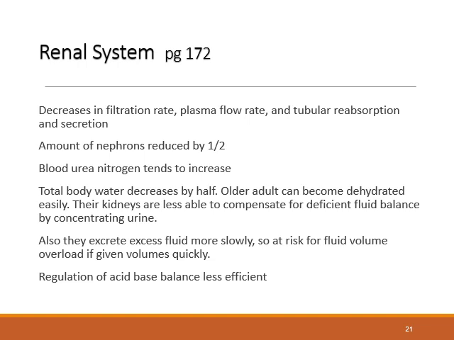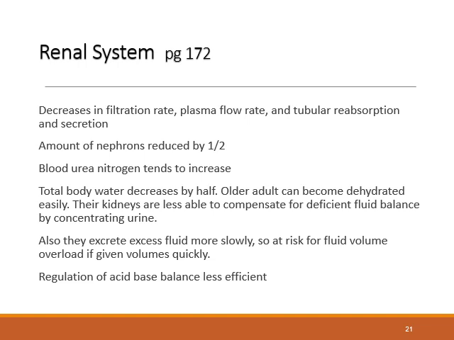So let's talk about the renal system. By approximately age 70, the number of nephrons in each kidney is reduced by 1/2 to 2/3, with corresponding changes in the glomeruli. So do you remember how many nephrons are in a kidney?